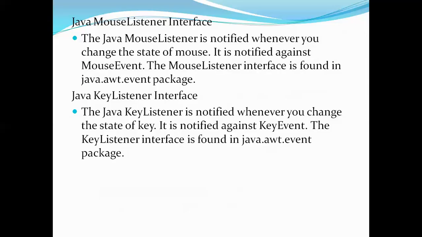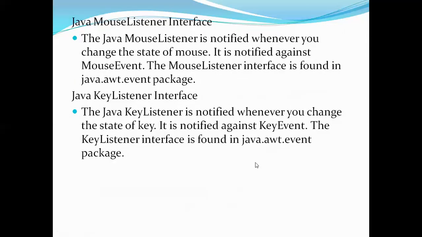Okay. So the Java mouse listener is notified whenever you change the state of the mouse. It is notified against the mouse event. And where is it available? The mouse listener interface is found in the java.awt.event package. And next is the key listener interface. That is, the key listener interface is notified whenever you change the state of the key, and it is notified against the key event. And where is this found? The key listener interface is found in the java.awt.event package.